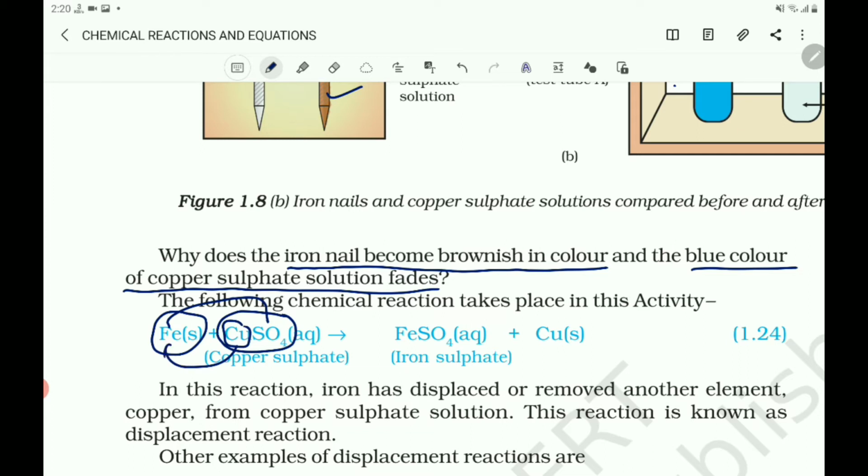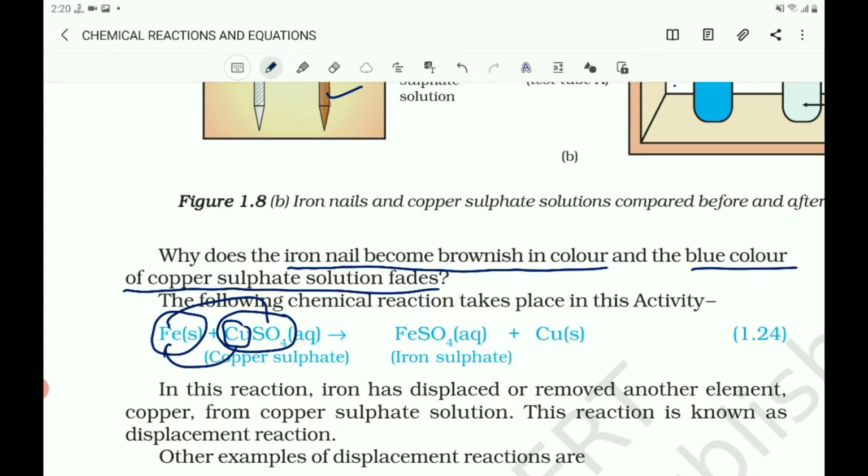In this reaction, iron has displaced or removed another element, copper, from the copper sulfate solution. And this type of reaction is called a displacement reaction. Here what happened? One metal displaces the other metal from the solution.